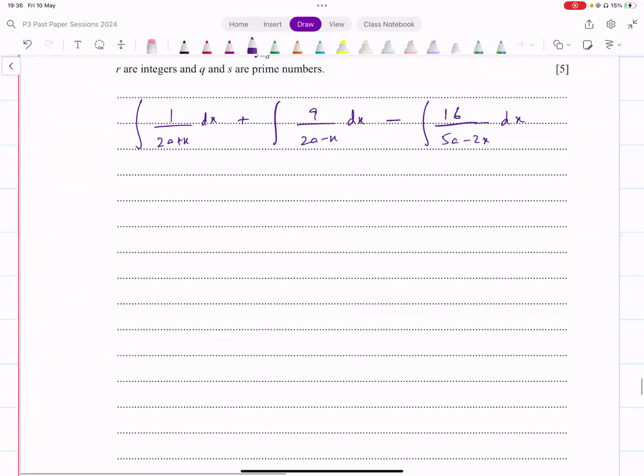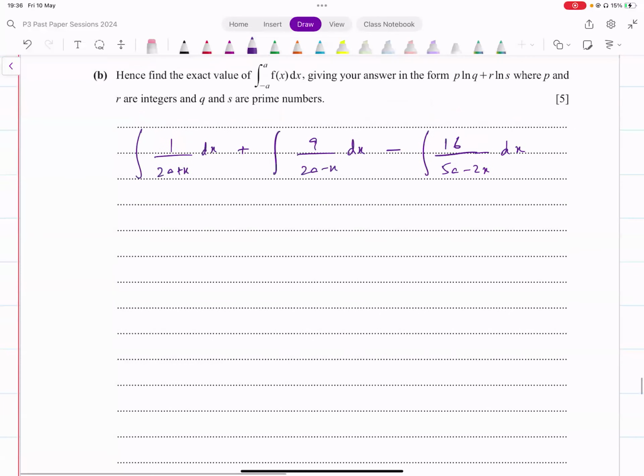Okay, now how do you integrate this? The first fraction, 2a plus x. What's the derivative of 2a plus x? It's 1, right? Remember, a is a constant. So the derivative of 2a is just 0. Derivative of x is 1. We already have 1 in the numerator, so this is the ln form. The integration of this becomes ln of 2a plus x. That's the first integration.